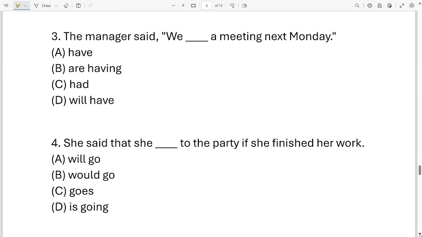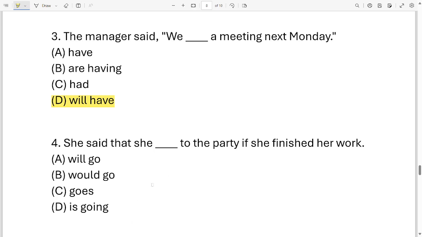Next one, the manager said, we dash a meeting next Monday. Options are have, are having, had, will have. These are the four options. Which option is correct? It is option D. The manager said, we will have a meeting next Monday.